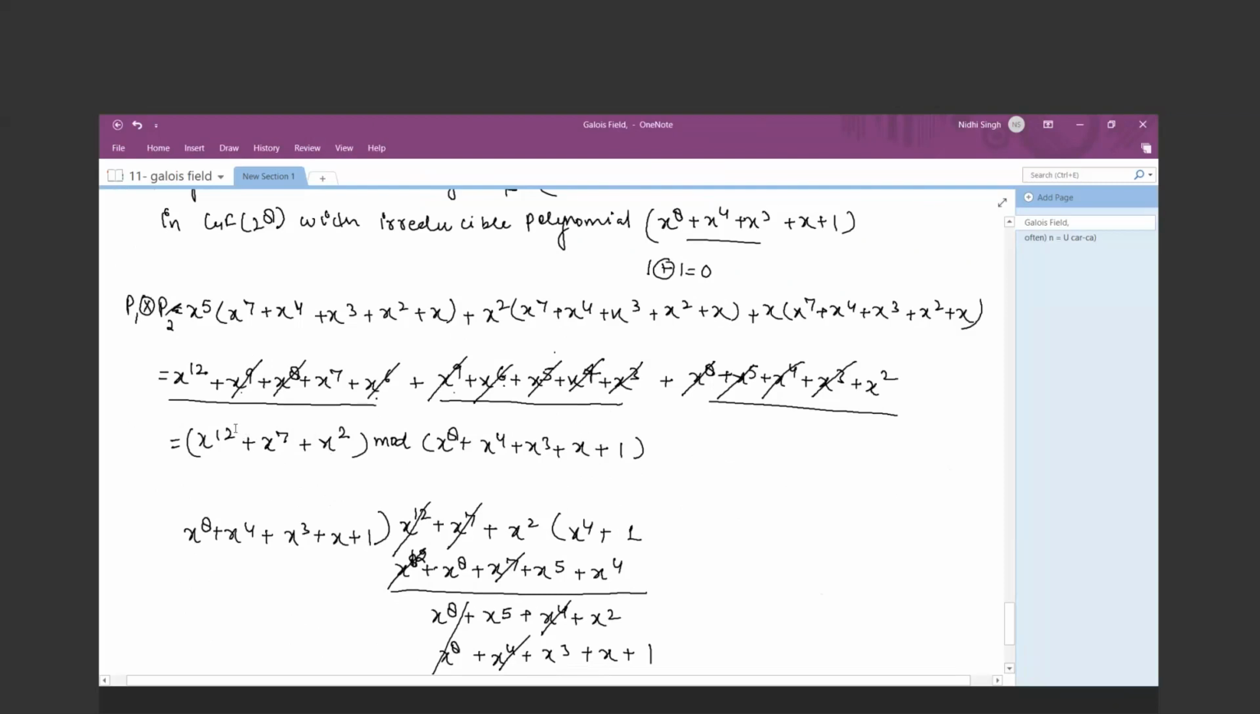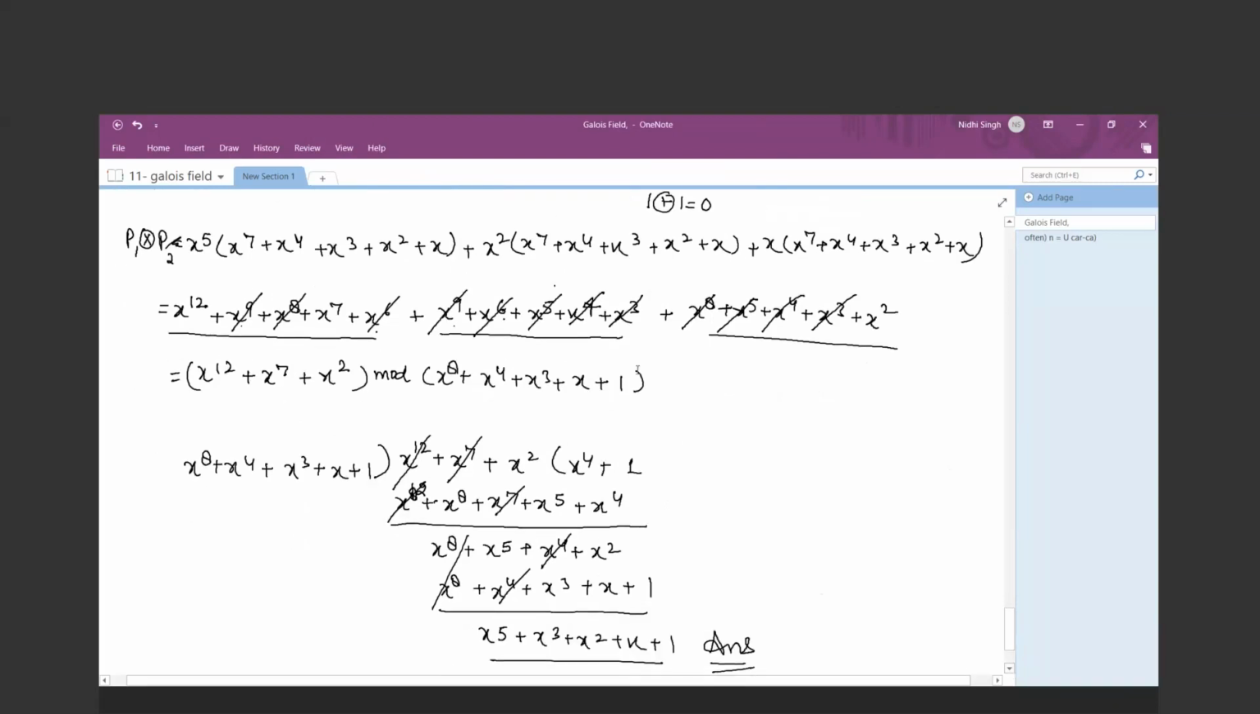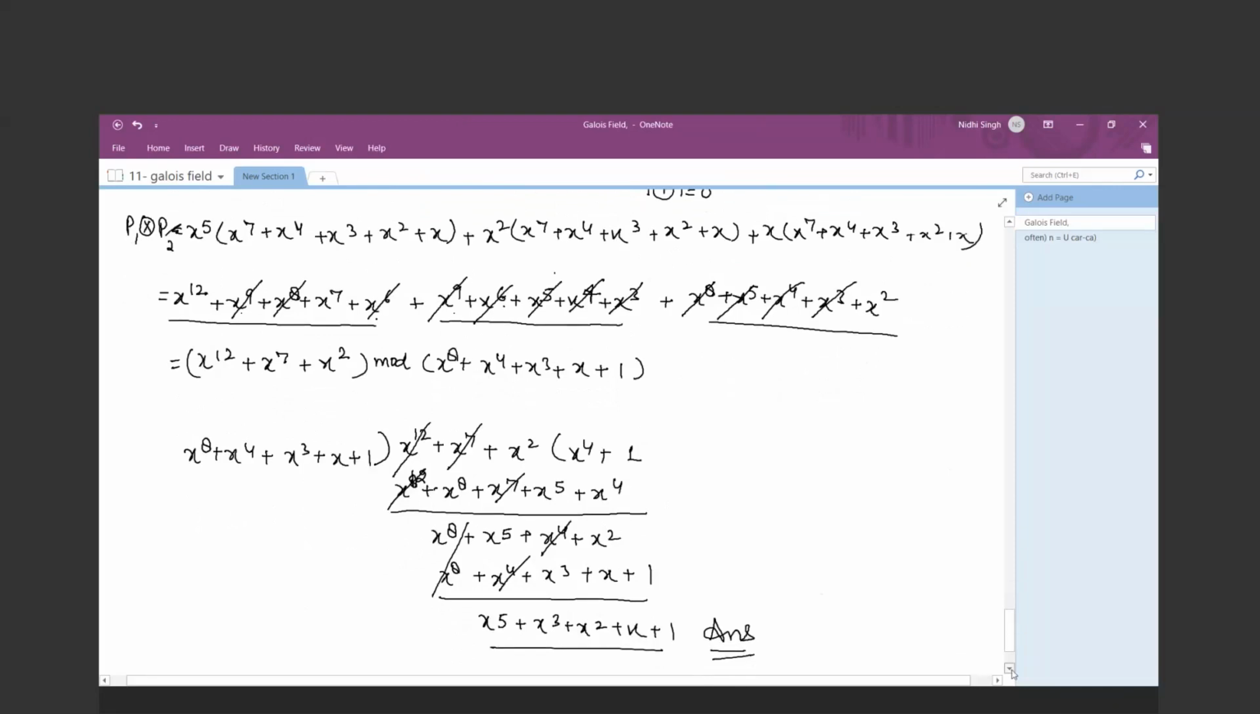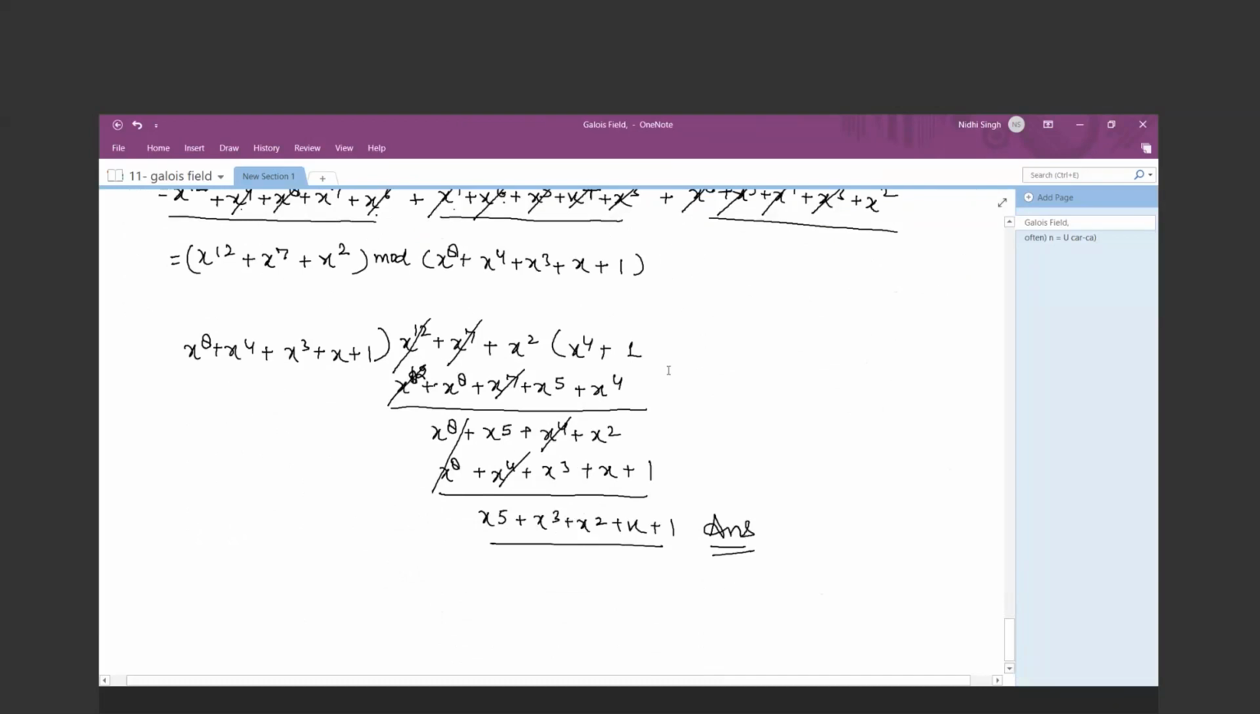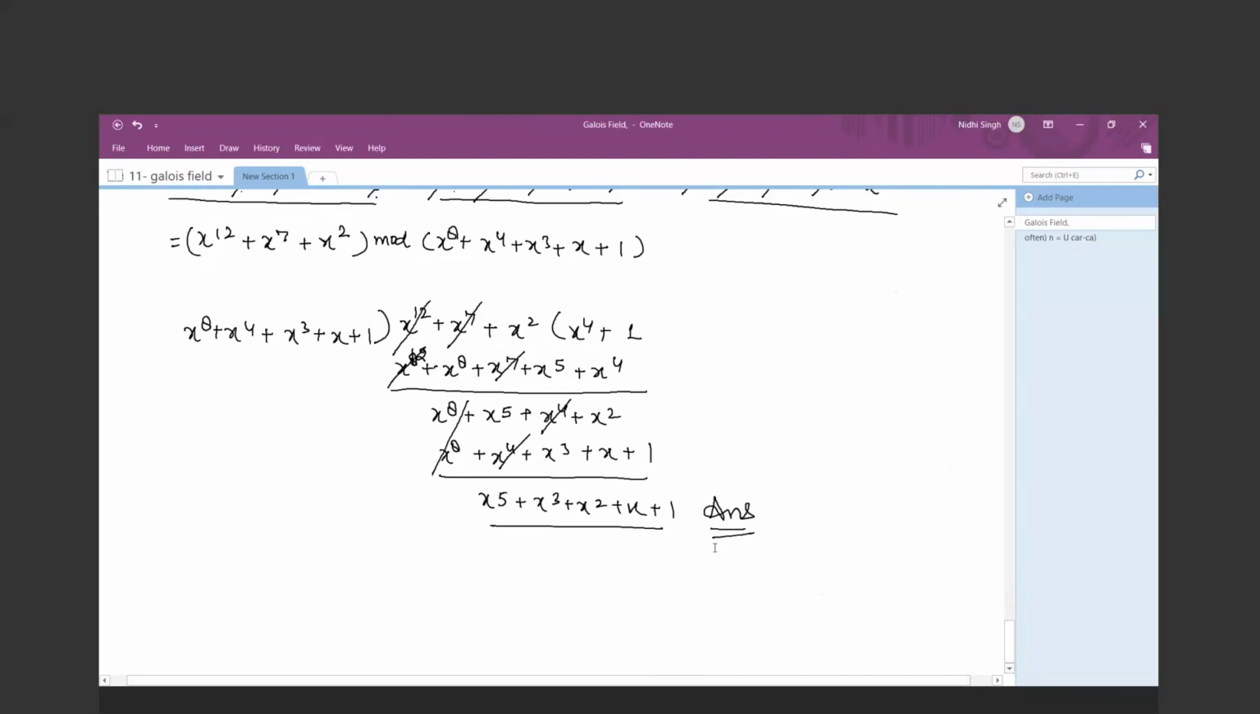So in the answer you can see that the power 12 is exceeding the maximum power limit, that is 7, because we are talking about GF 2 to the power 8, so the maximum power will be 7. It is exceeding, so you have to perform the modulo operation with the irreducible polynomial that is given to you in the question. So what is the method? You have to perform a simple division type of operation. After the division, whatever remainder you have, that will be your answer. That is x5, x cube, x square plus x plus 1.